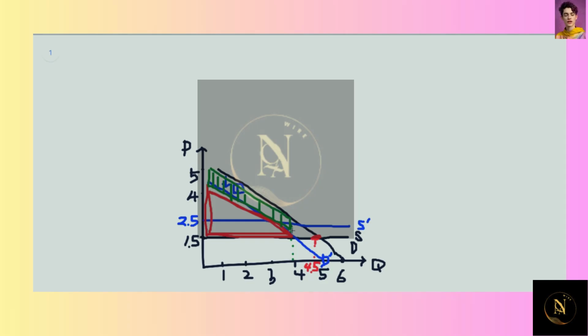So the original supply curve is right here, and the original demand curve is right here, all in black. But now this portion of revenue is going to the government. So the area in red is the consumer surplus.